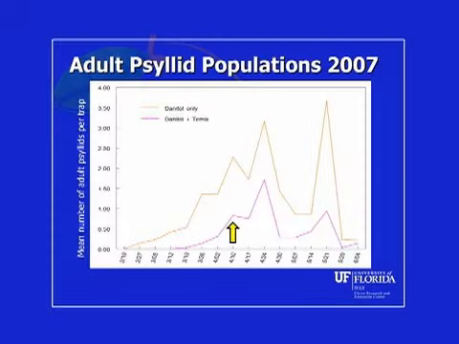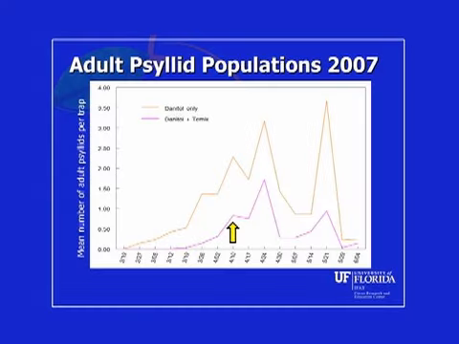Now here you can see an example of a program we did during 2007 looking at early season psyllid control. Here, the entire grove was sprayed with Danitol, the pyrethroid, in late December or early January. Then on part of these blocks, we came back January 15th and also included a Temik application. So what you see here is that the orange line shows the psyllid population increasing. It's starting to increase here in February, and this is about 6 to 7 weeks after the Danitol application was made.